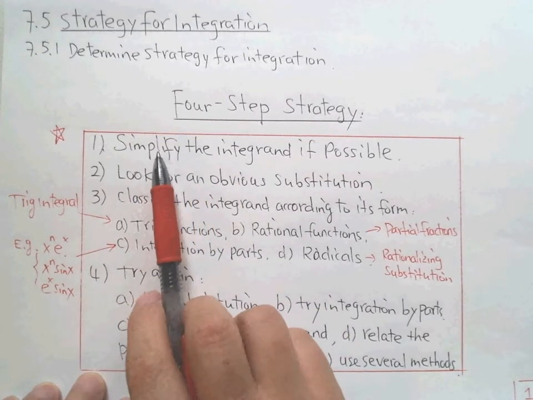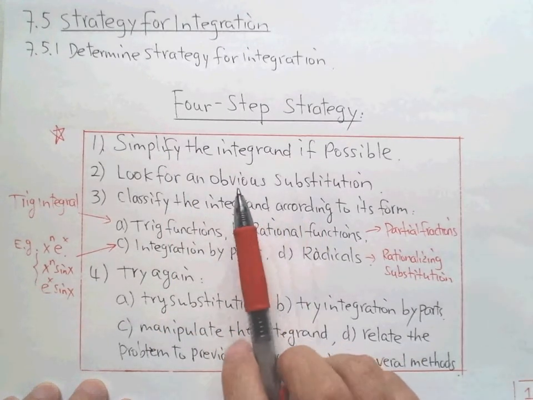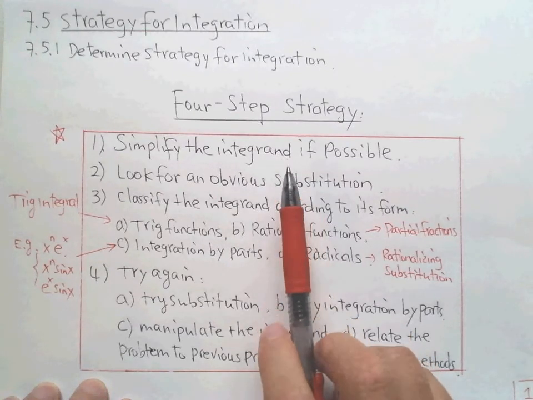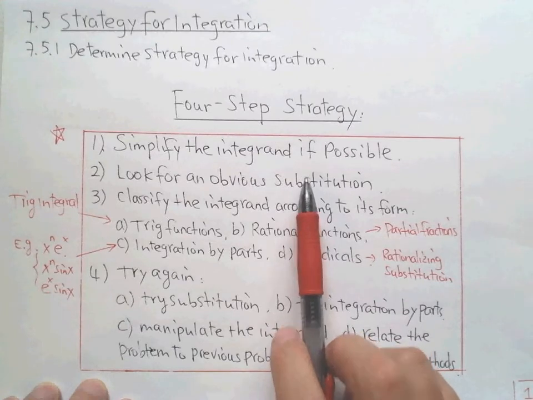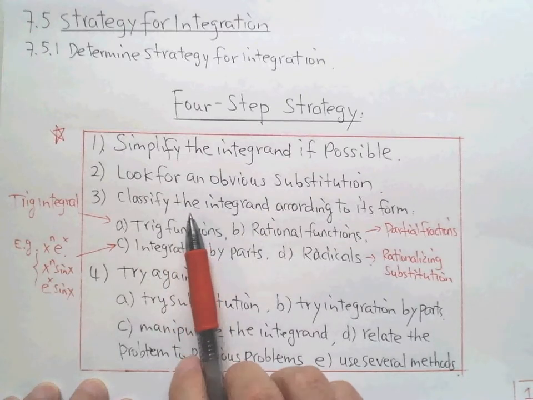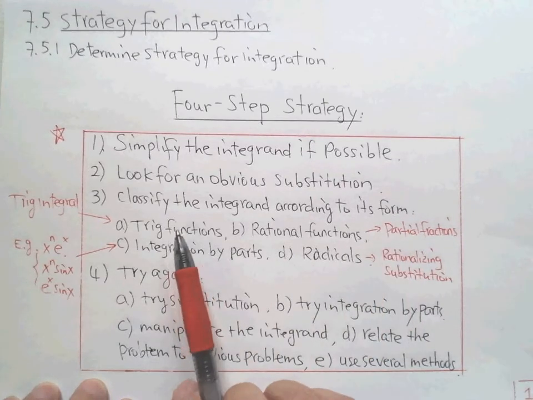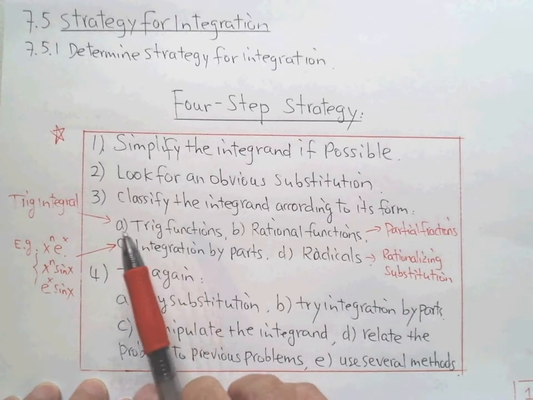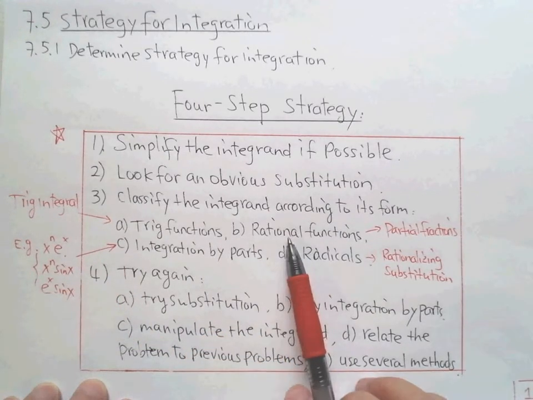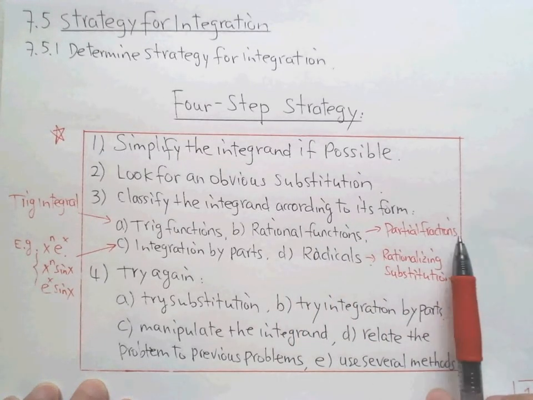The second step is to look for an obvious substitution. If substitution does not work, we can try to classify the integrand according to its form. Sometimes the integrand is a trig function. If it's a trig function, remember we have a big topic called trig integrals, right? Or if the integrand is a rational function, we definitely know to choose partial fractions, right?